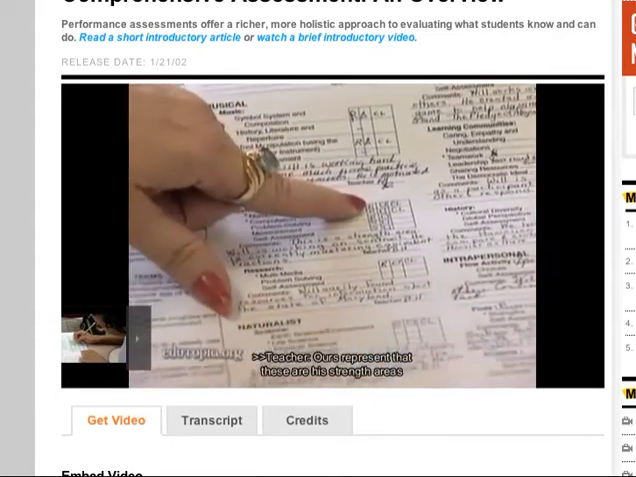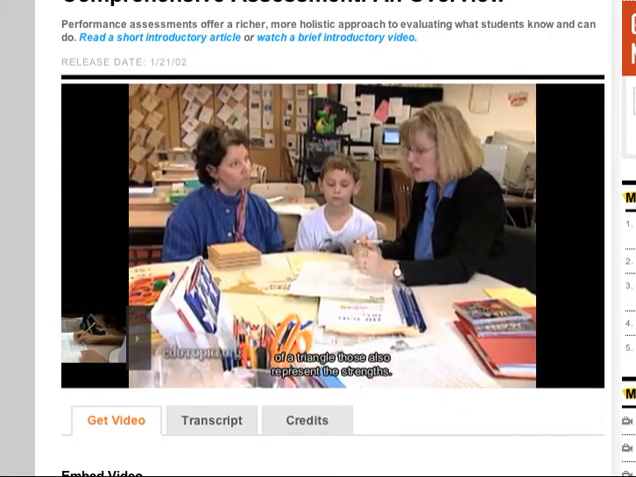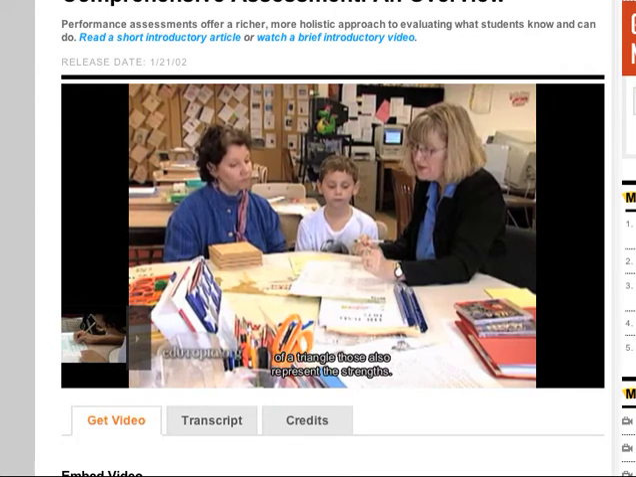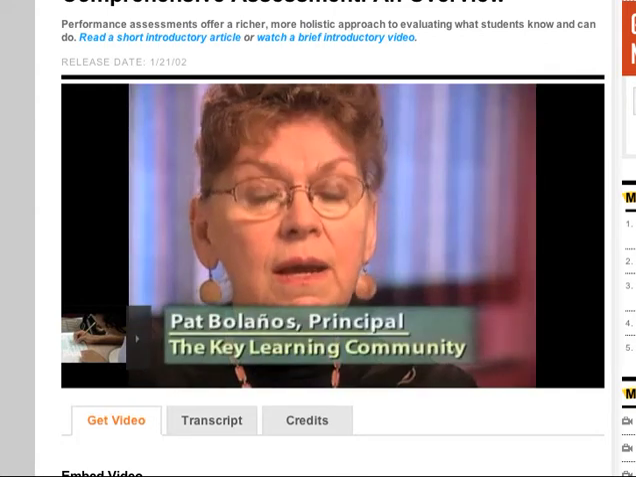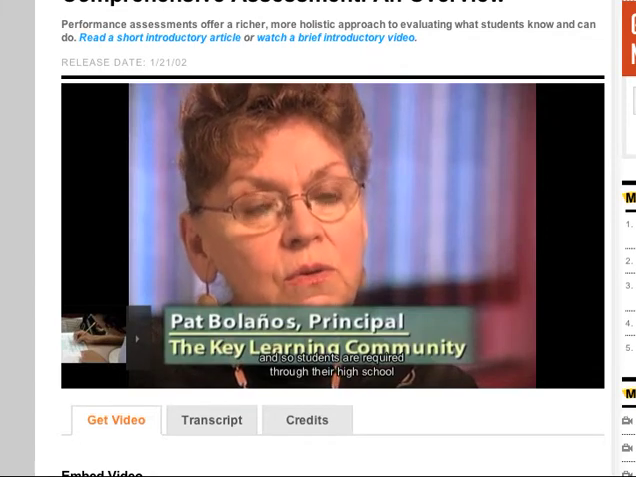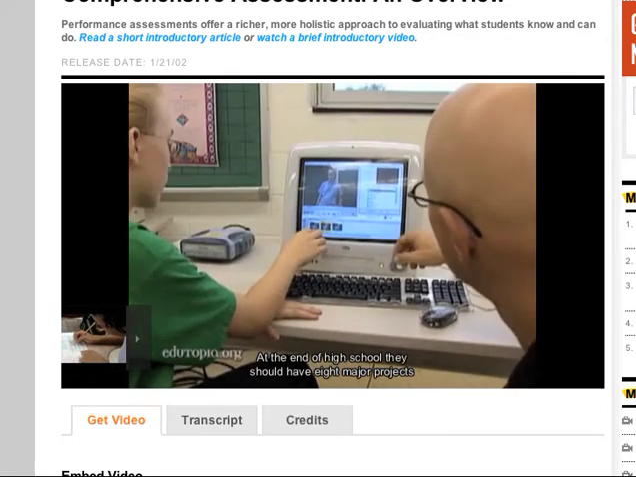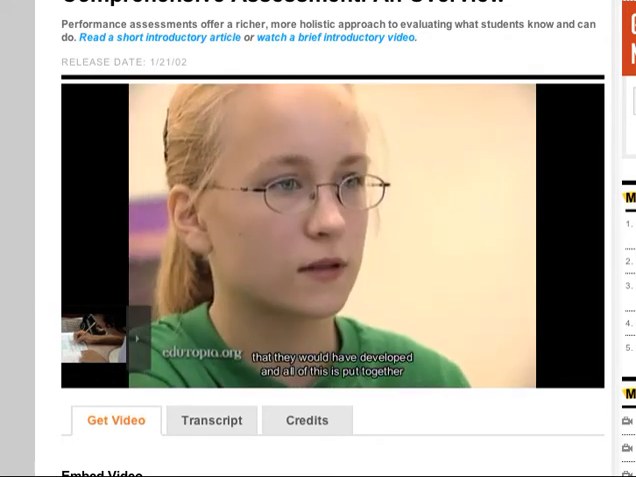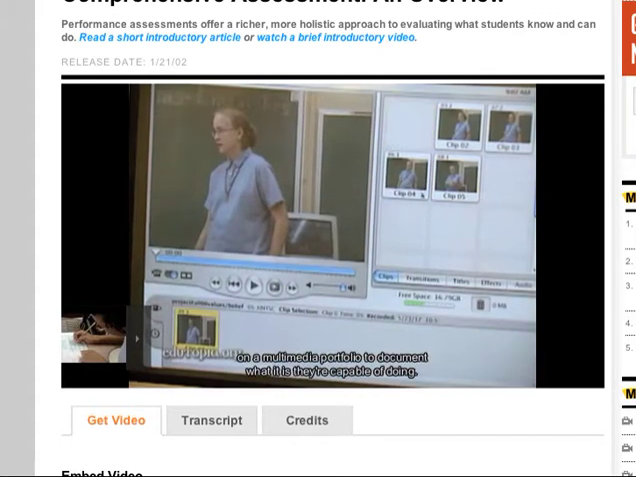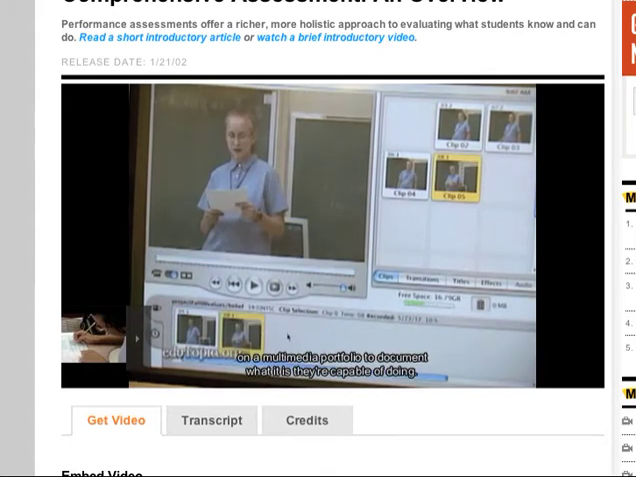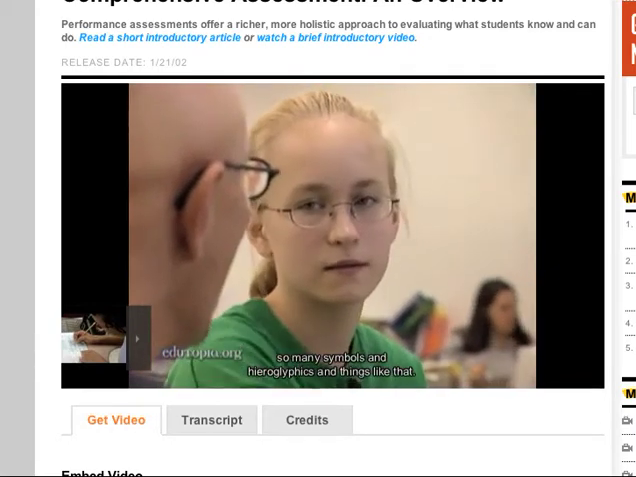Ours represent that these are his strength areas, and also anytime you see the shape of a triangle, those also represent the strengths. We're interested in how students apply knowledge, and so students are required through their high school to do major projects each semester. At the end of high school, they should have 8 major projects that they would have developed. But all of this is to be put together on a multimedia portfolio to document what it is they're capable of doing. We've been working with the Egyptians, and because they had so many symbols and hieroglyphics.